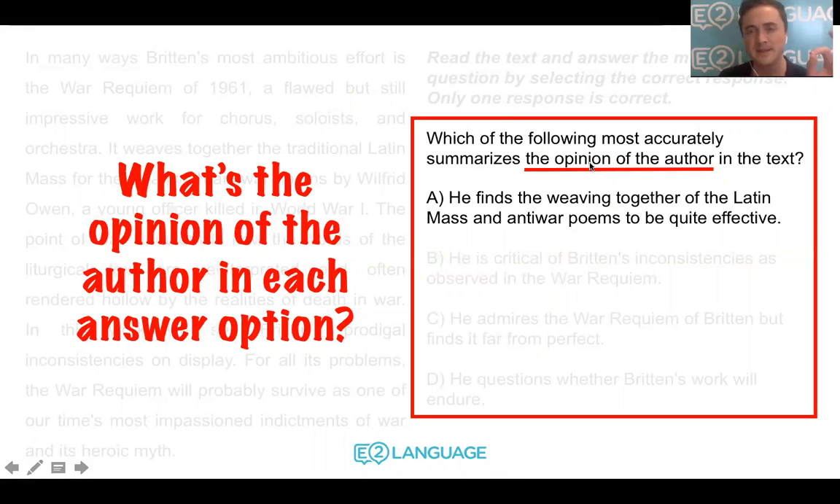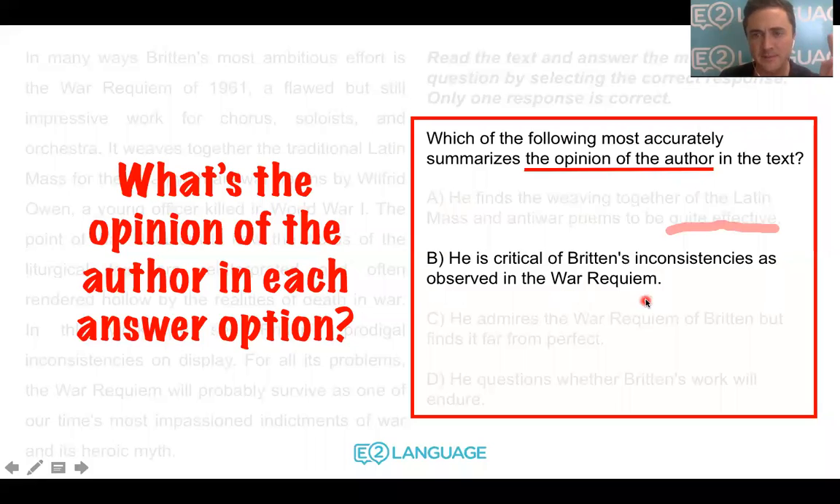It's important. So the opinion of A is that he finds it quite effective. That's his opinion in A. Okay. Let's have a look at B. In B, the opinion is that he's critical. Okay, so they're very different opinions, and you're starting to see what we're trying to find later in the fourth step. When we look at the text, we're trying to match whether he thinks the musician is effective or critical or something like that.